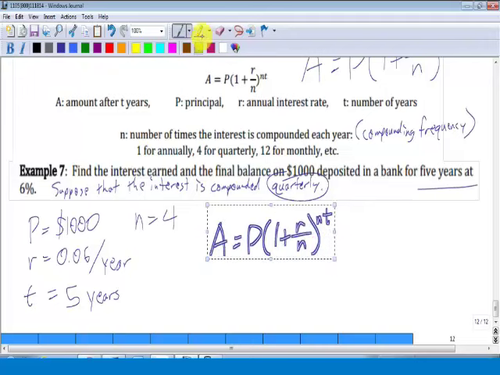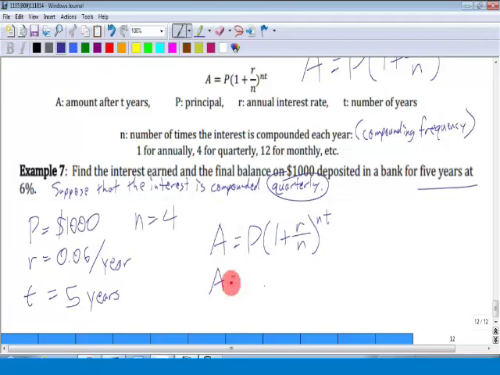So take the compound interest formula. A equals $1,000 times 1 plus 0.06 divided by 4 raised to the power of 4 times 5. And just notice what happens. When we take the interest rate and divide it by 4, that gives us the 0.015, the periodic, in this case quarterly, interest rate. And the 4 times 5, the compounding frequency times the number of years, is the total number of times interest is calculated and paid to the account throughout the process.